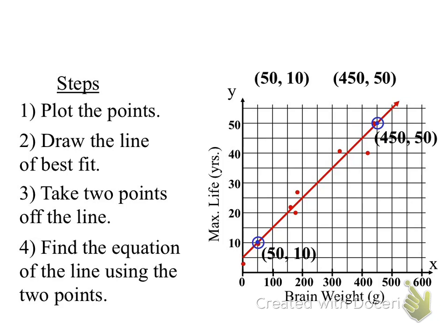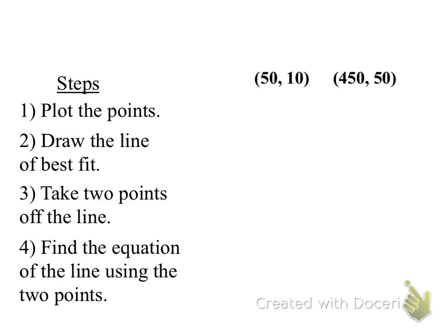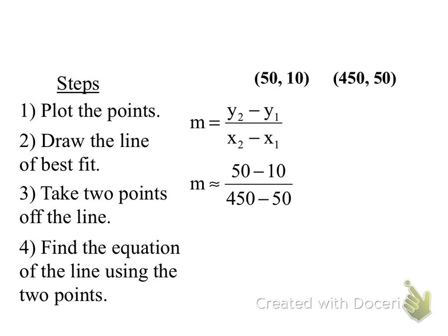All right, so now that we have the 2 points that we've chosen that are sufficiently spread apart, we have the ability to find what? Slope. So I'm going to use my slope formula, and then we're going to substitute in. I'm doing 50 minus 10 in the numerator, and 450 minus 50 in the denominator. And what do we get? 40 over 400. We can reduce it right away.